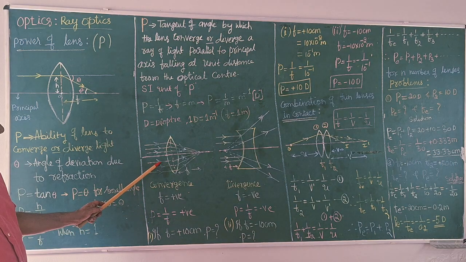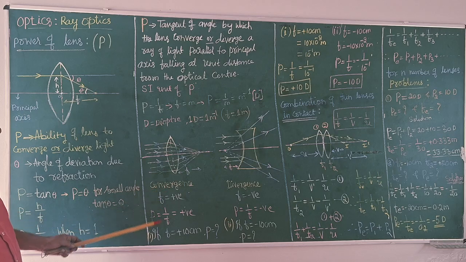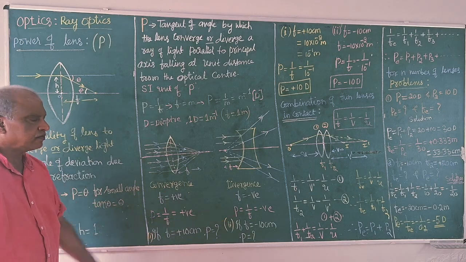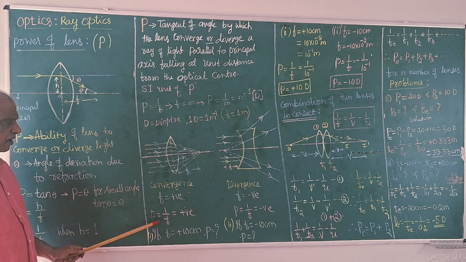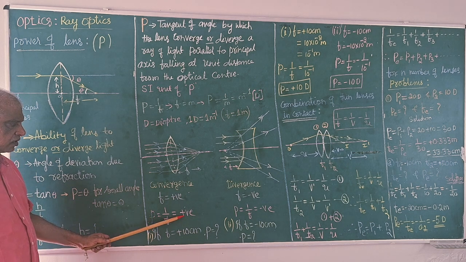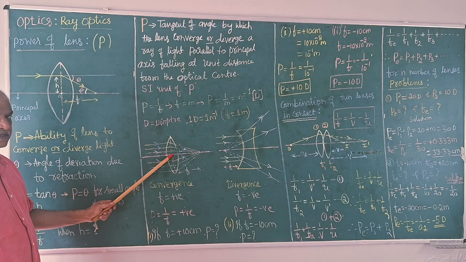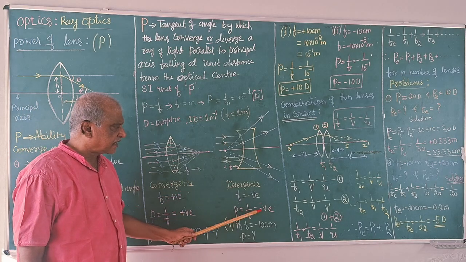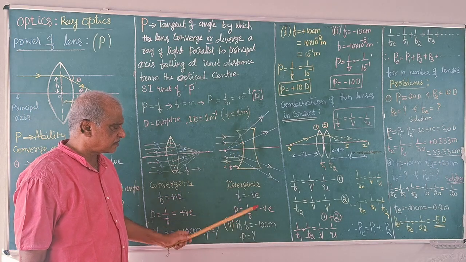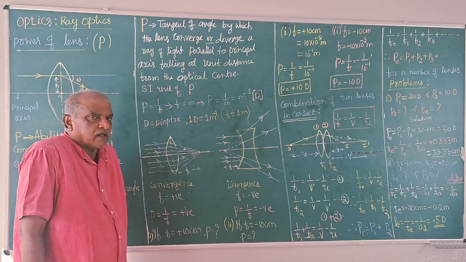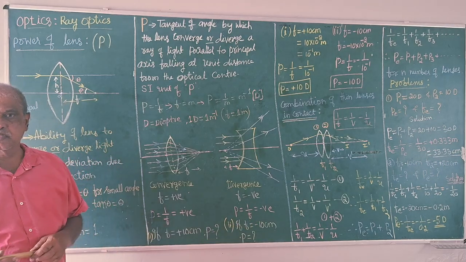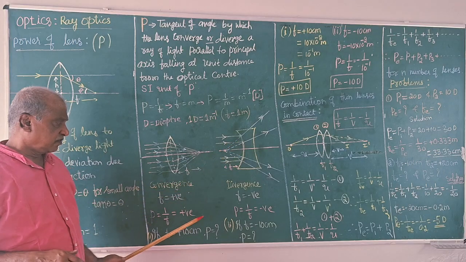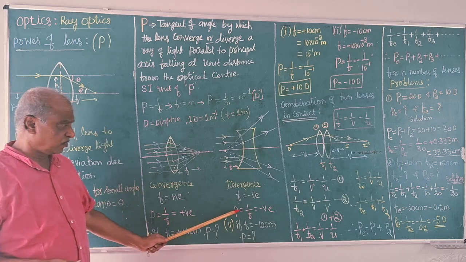And the focal length takes the sign convention. In the same way, the power of lens will also take a sign convention, positive or negative. If the power of lens is positive, it is a converging lens, converge like this. If the power of lens is negative, it is a diverging lens like this. The sign convention signifies whether the lens is converging or diverging. Positive for convergence, negative for divergence.